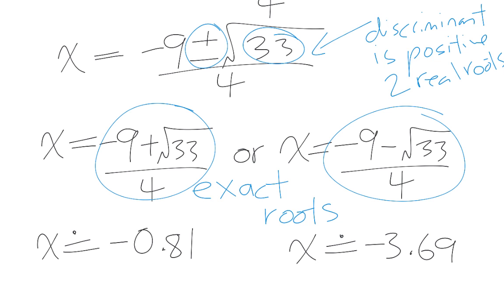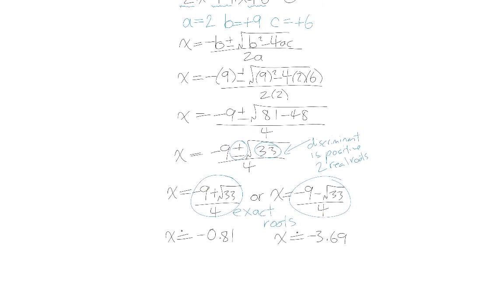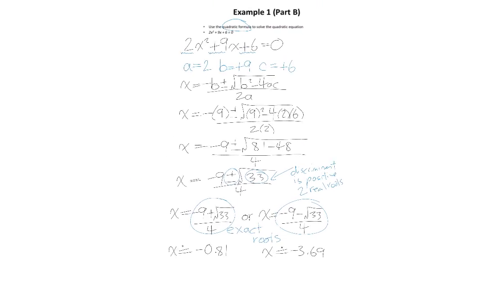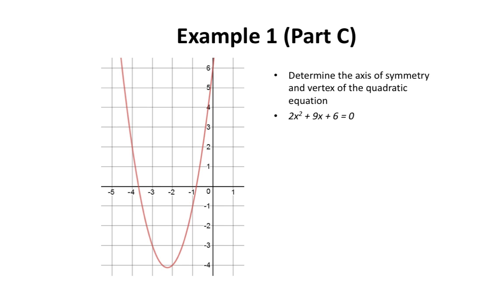And there you go. We've just used the quadratic formula. And in this particular scenario, the discriminant was positive, which means we have two real roots or two solutions. In the third part of example 1, we want to determine the axis of symmetry and vertex of the quadratic equation 2x squared plus 9x plus 6 equals 0.